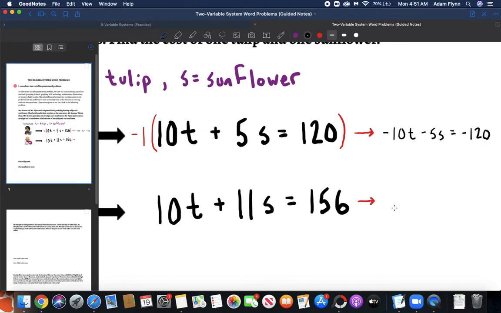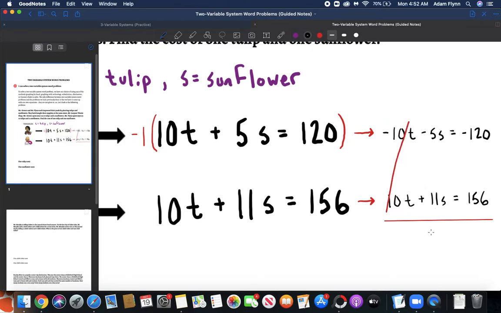And for my bottom equation, it's not going to change. I've got 10t plus 11s equals 156. Okay, so what I'll do now is I will prepare for the elimination process. So when I do that, negative 10t plus 10t is going to eliminate.